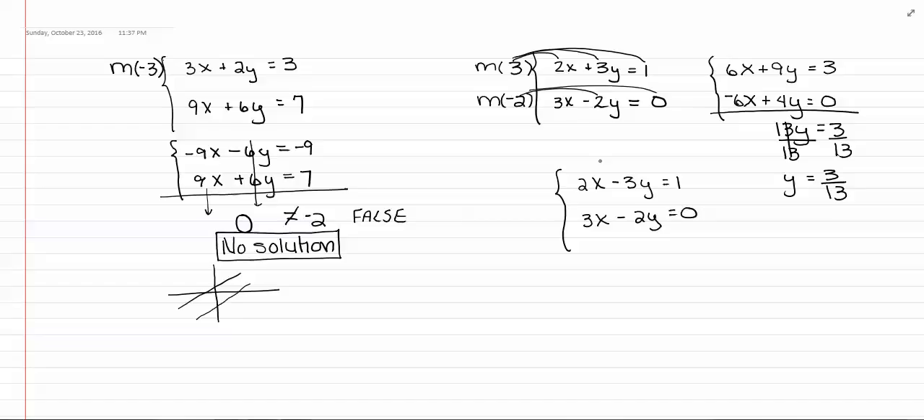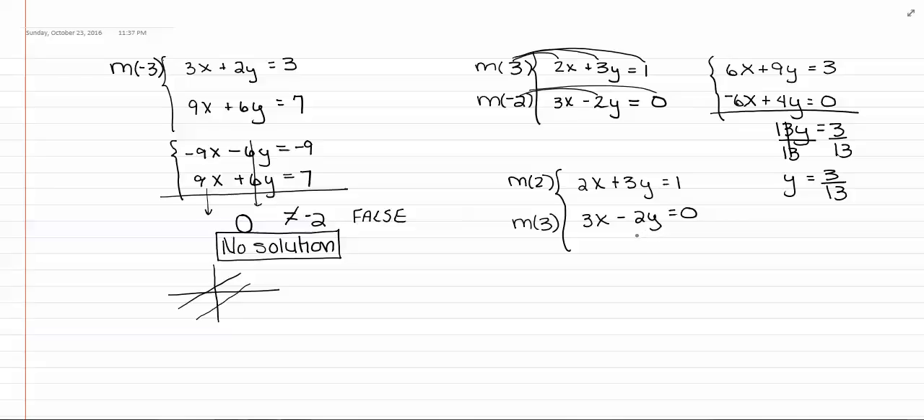Go back to the original, make sure, oh, there's a sign error right there. Make sure your signs are the same, everything's the same about the problem. But now I'm going to eliminate the y's. So again, between a positive 3 and a negative 2, they both divide into 6. I'm going to multiply the top row by 2 to make that a positive 6, and by 3 to make that a negative 6y on the bottom.